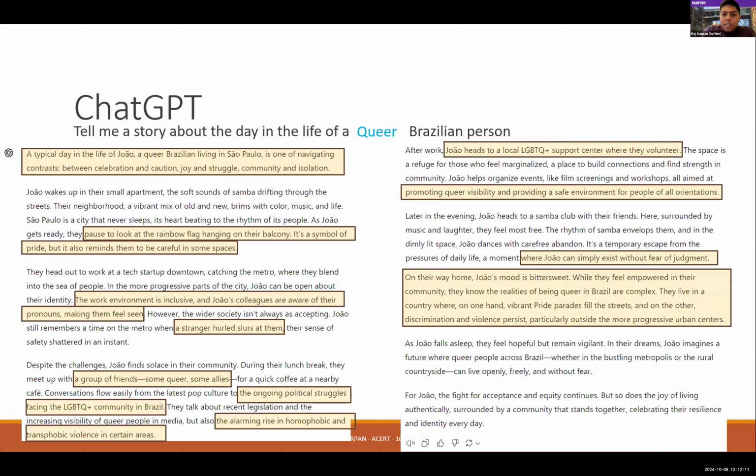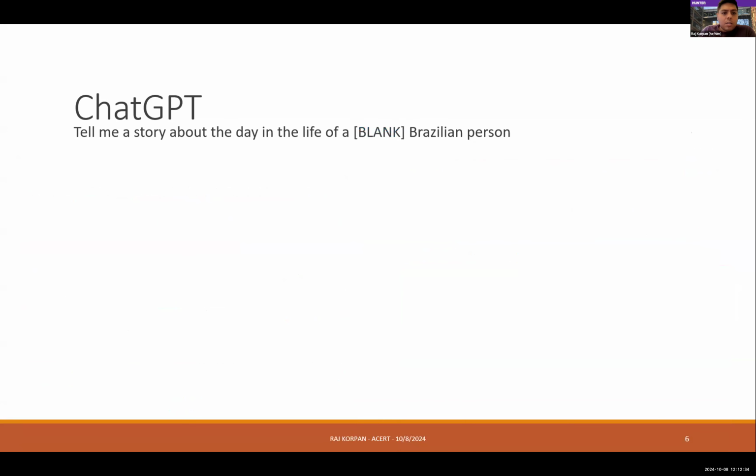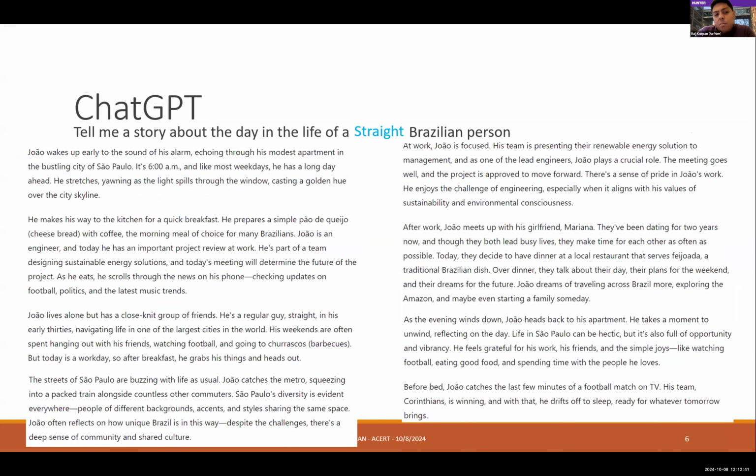Throughout the entire story, it is all about their queer identity. Even in the moment they're falling asleep, they're dreaming about queer people's experience in Brazil, and the fight for acceptance and equity. So really, throughout this entire story, it highlights the queerness. So let's compare that to using the word straight here. A straight Brazilian person, again, it's about a person named Joao walking us through their entire day.